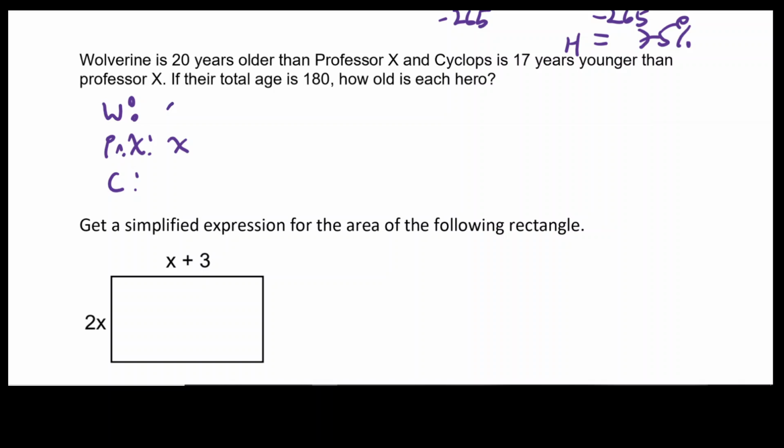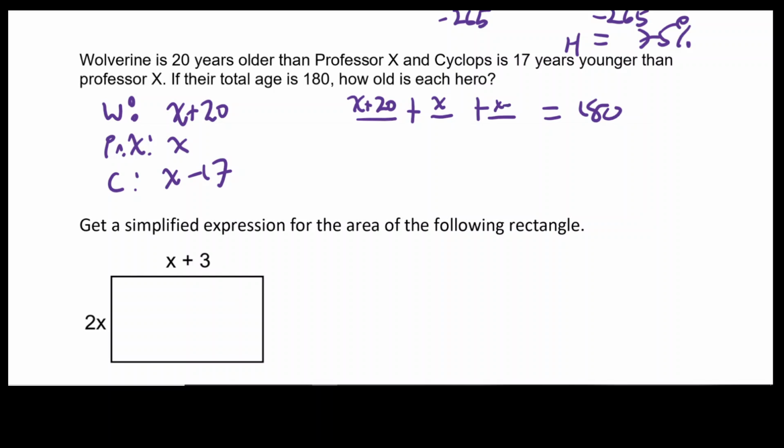Wolverine is 20 years older than him, so you're going to do x plus 20 for Wolverine. Cyclops is 17 years younger. Okay, this is an easier one. x minus 17. Put all those pieces of the pie together and you get 180. So x plus 20, x, and x minus 17 added up have to make 180. The x and the x combine up to make 3x. 20 take away 17 is 3. So 3x plus 3 is 180.